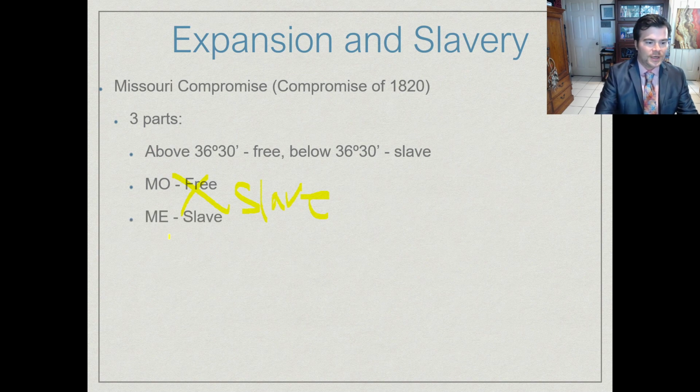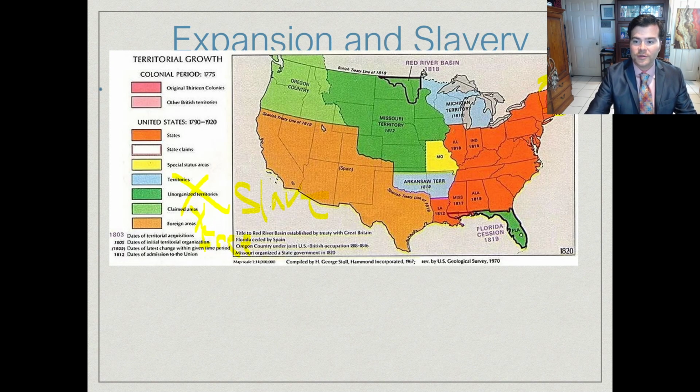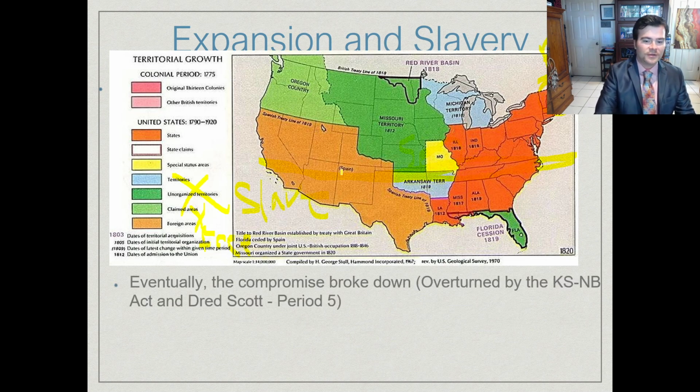Oops, I made an error. And Maine is going to be free, because Maine's in the north, if we look at the map. So Maine's over here, right? It's free. And Missouri's over here, even though it's above the line, I know that's confusing. This is the 36°30' line. This is going to be slave, right? Missouri would be slave, wouldn't it?